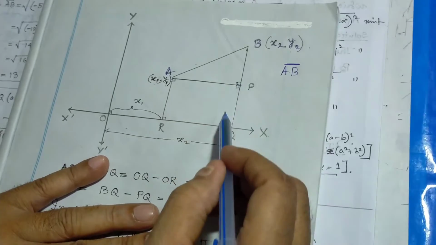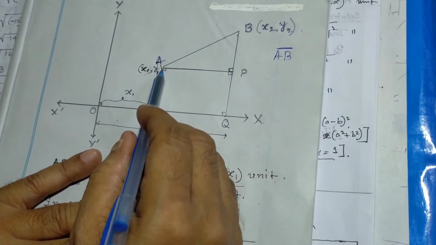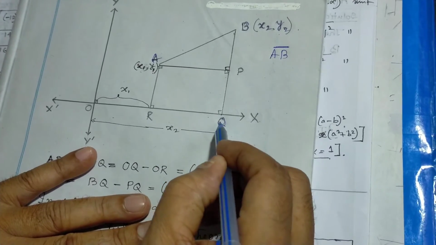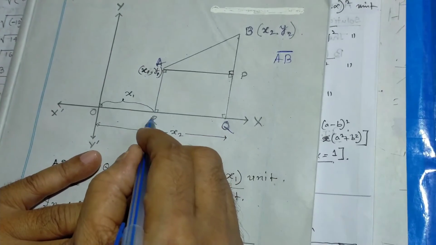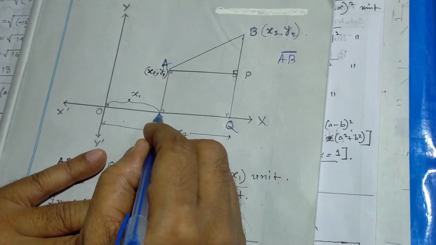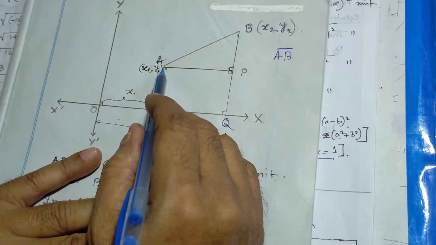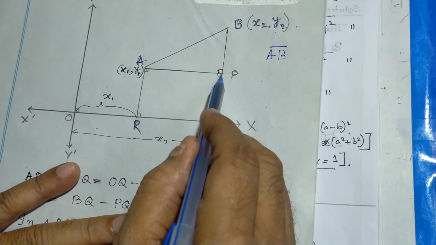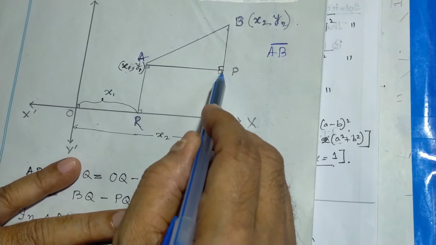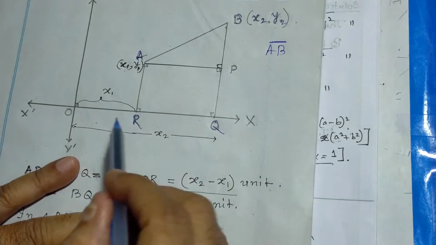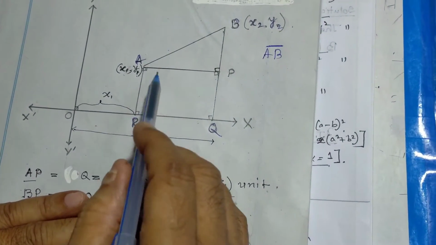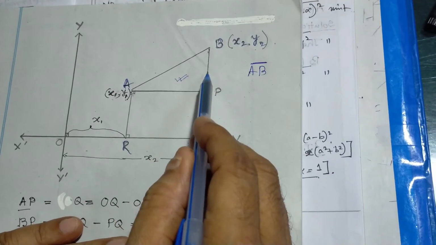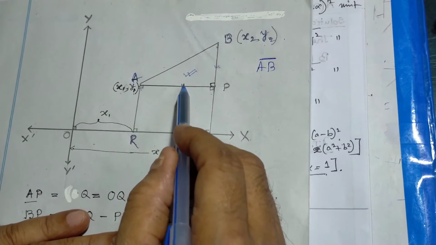At first, BC is perpendicular on the x-axis, BQ is perpendicular on the x-axis, and AR is perpendicular on the x-axis. Now another perpendicular is drawn from A to BQ as AP. Now I want to find the length of AP and BP, because this is a right angle triangle, this will be the perpendicular, this will be the base.